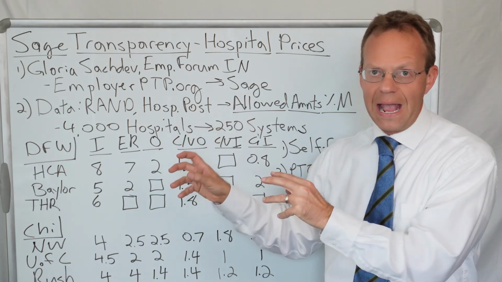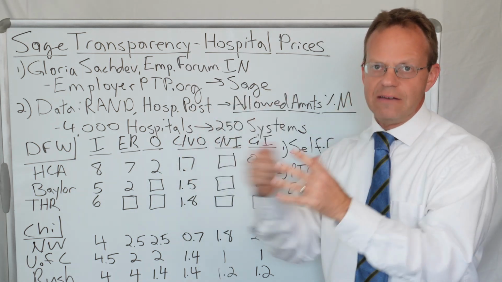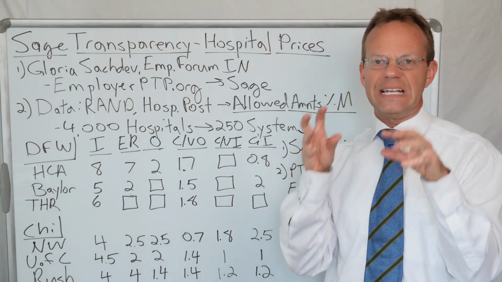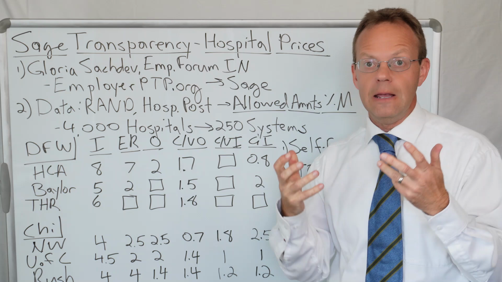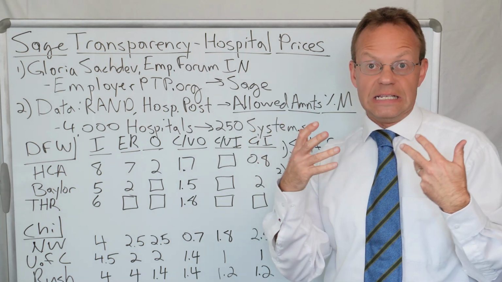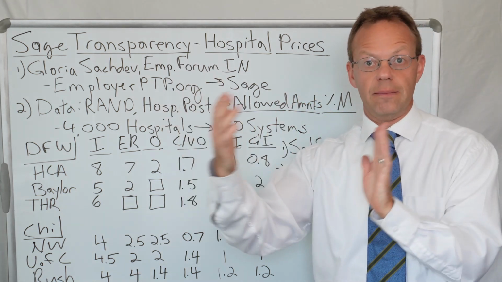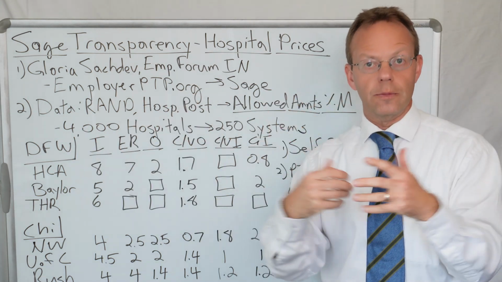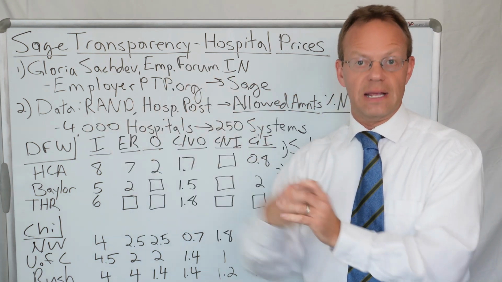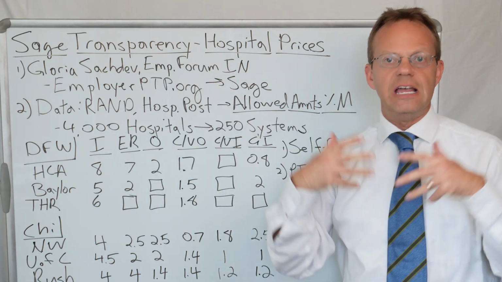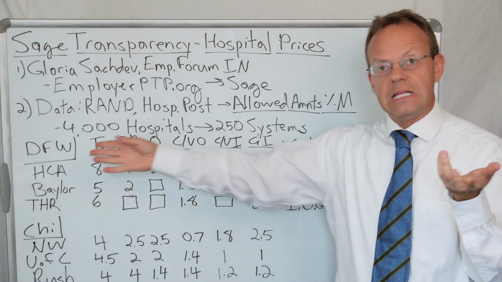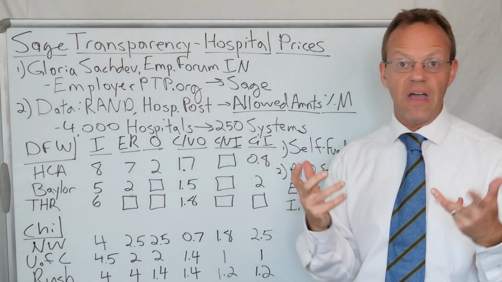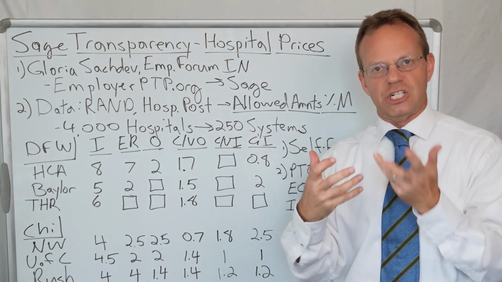What are employers paying after their insurance networks give them their discounts? It is expressed as a percent of Medicare. It does not give you a specific dollar amount. It says, okay, is it 100% of Medicare? In other words, it is the same as Medicare. Is it 150% of Medicare? In other words, it's 1.5 times Medicare. Is it 200% of Medicare? In other words, it's 2 times the Medicare rate. That's how Sage Transparency expresses the pricing. Interestingly, it does it for 4,000 hospitals across America, and it does it for 250 health systems. So it's very extensive.